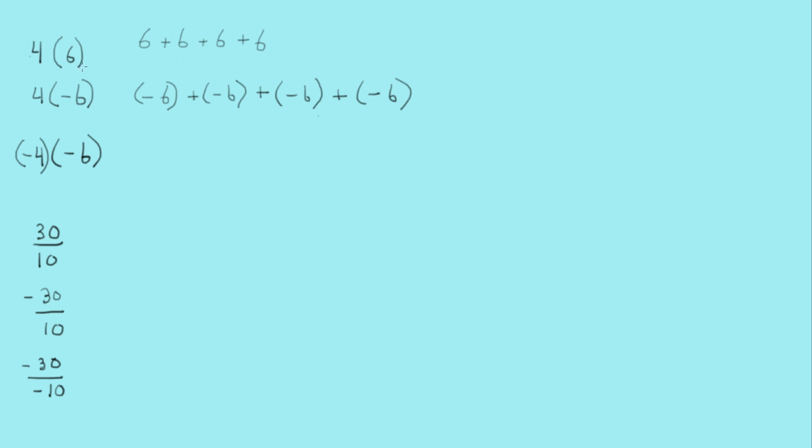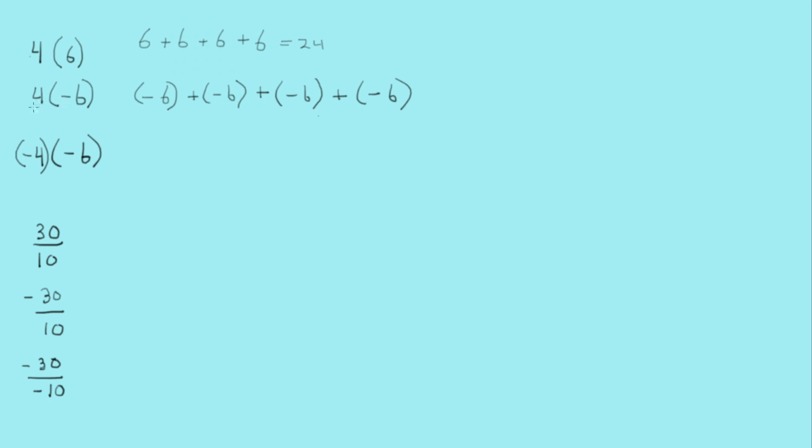Hopefully many of you guys can remember that multiplication is just a quick way to add the same number repeatedly. So 4 times 6 is just the same as 4 groups of 6 being added together. And of course the answer to this will be 24.